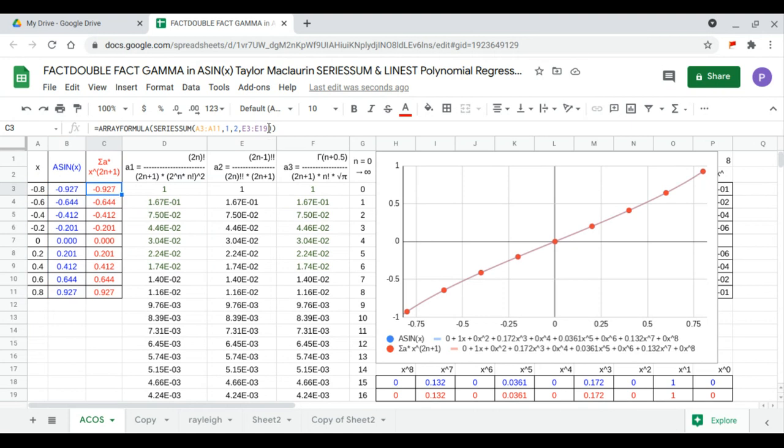If I use the gamma form, so replace this with gamma. This is the gamma form. Then enter. Still, the polynomial regression coefficients are the same. The polynomials are the same. The trend lines are still collinear. And the datasets, they are still the same. This completes the use of factorial, double factorial, and gamma as expansion coefficients of the Taylor-Maclaurin series sum expansion of arcsine.